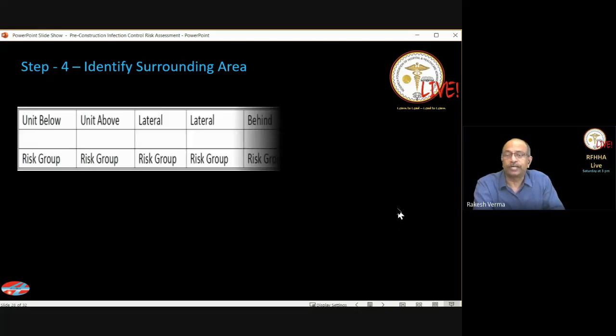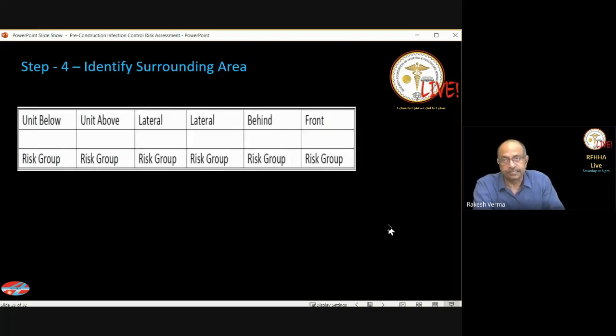The next one is to identify the surrounding area. This is just as important. Not only the area where the construction is going on, but also the surrounding area. So we need to figure out what is below that area. If the construction is going on in the 2nd floor, what is on the 1st floor, just below the construction area, what is just above, what is on the 2 sides of it, and what is behind and what is in front.